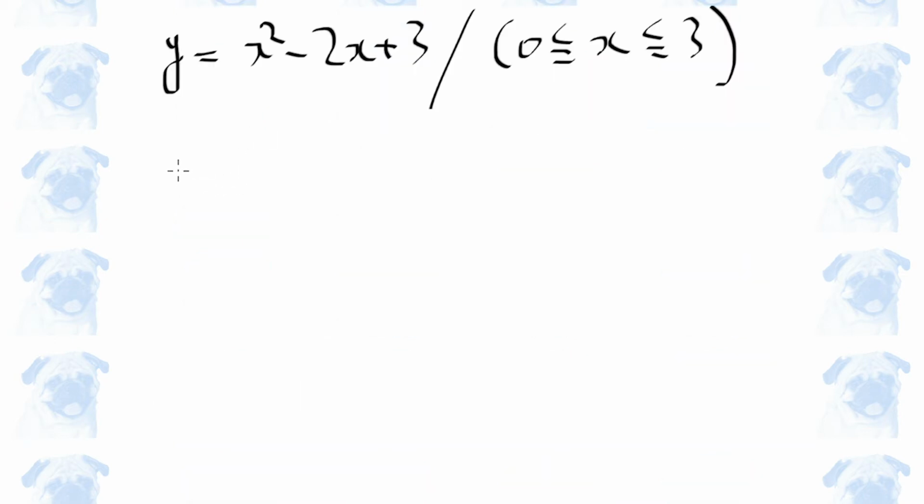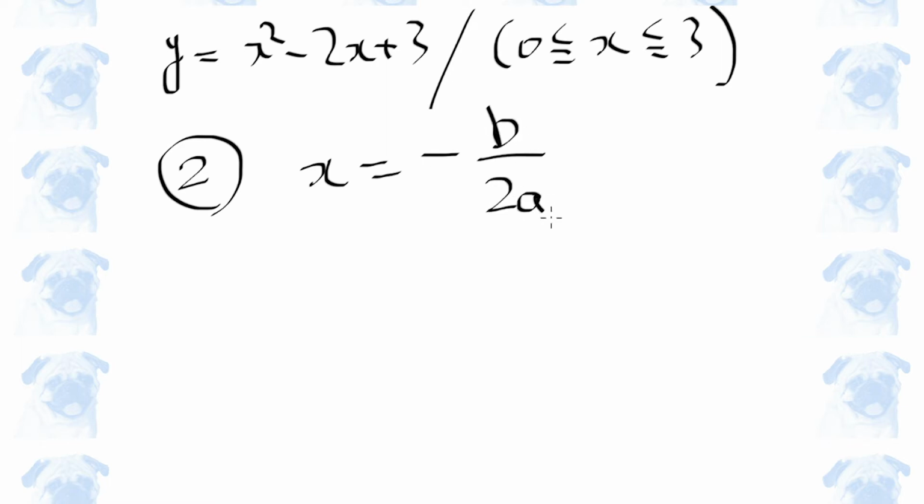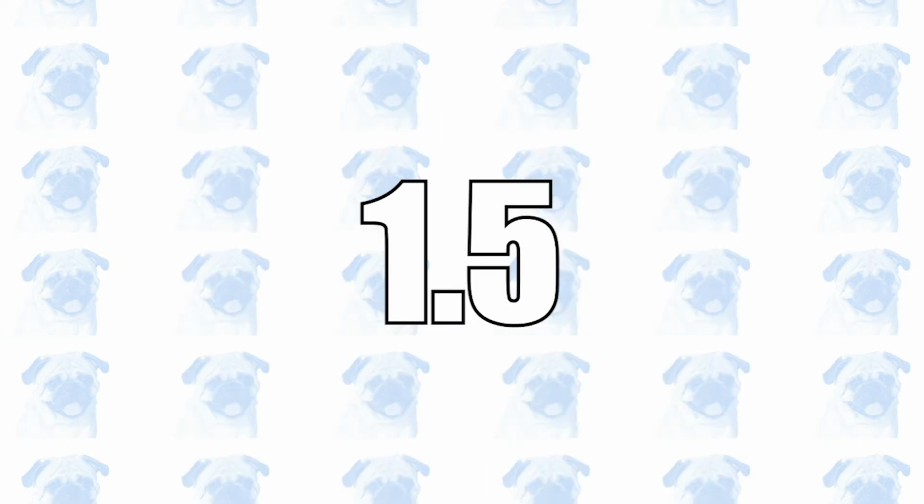And here's another way to solve the same question. You can find the vertex by using the following formula. X equals minus b over 2a. So the x-coordinate of the vertex is minus 2 over 2 times 1, which is 1. So this is a shortcut, and the rest of the steps are identical.